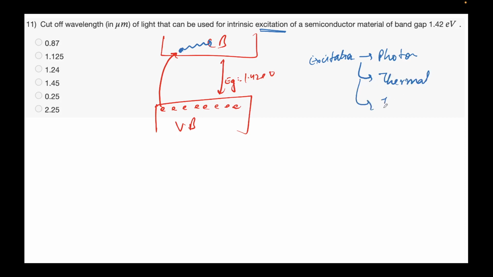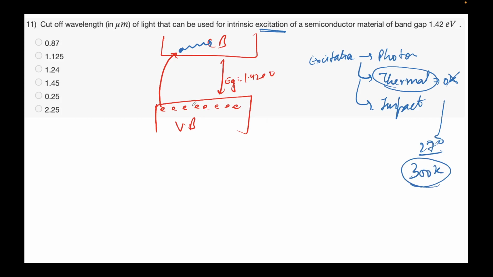Or sometimes it can also be due to impact, due to momentum transfer. Some energy is also transferred, not just momentum. Usually when nothing is applied, thermal is always there, because where will thermal not be there? Only at 0 Kelvin it will be absent. At room temperature, which is 27 degrees Celsius or 300 Kelvin, you always have some excitation. That will excite some of these electrons from here to here. So now we need to find what wavelength is required. That's very simple. What is the energy that you require? 1.42.